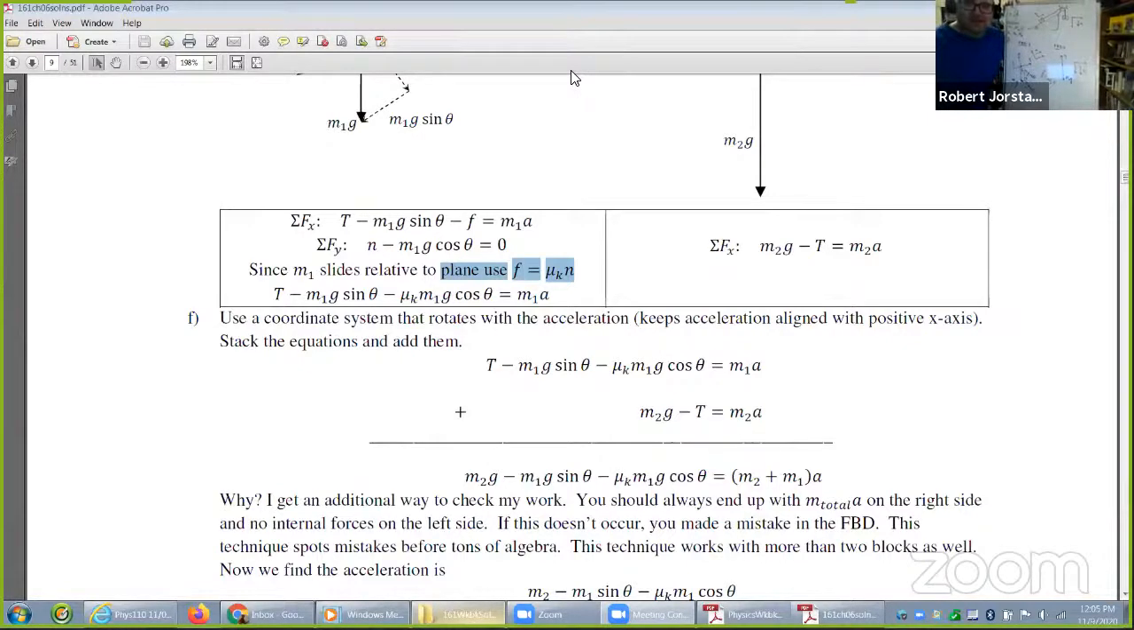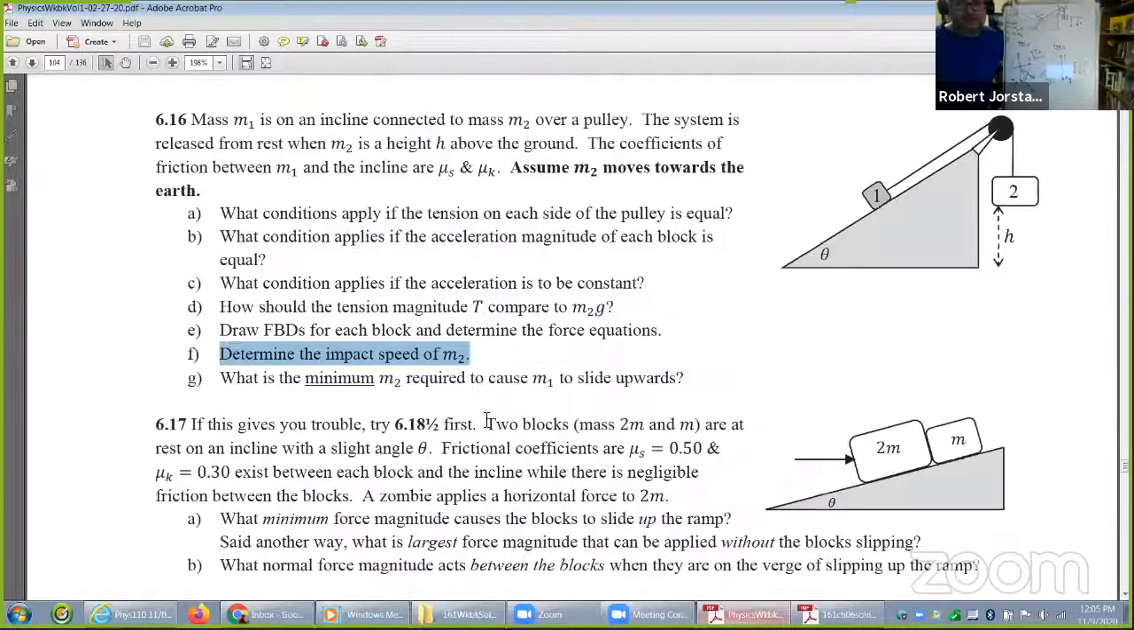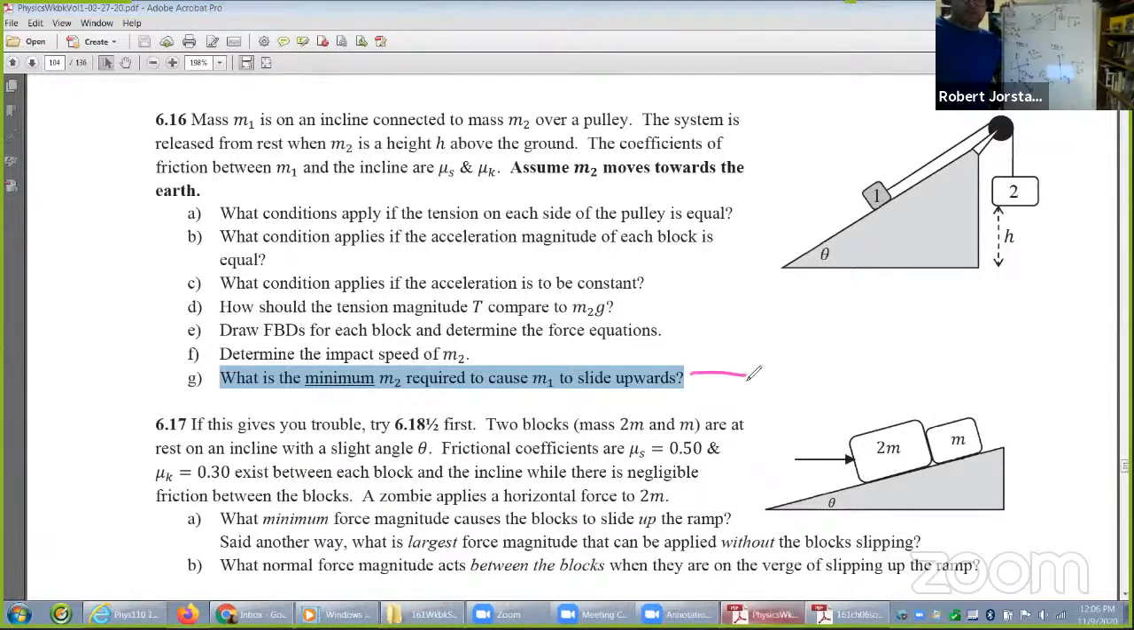All right, let's go back to here. Let's see if there's anything else. Ooh, this is a good question. Let's try to refocus here. Let's think. When I say, what is the minimum M2 required to cause M1 to slide upwards? When you see this question, what are you thinking? Just walk me through what's going on in your brain so I can try to help.